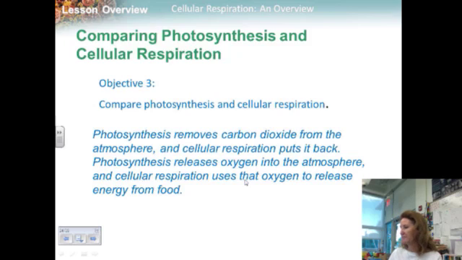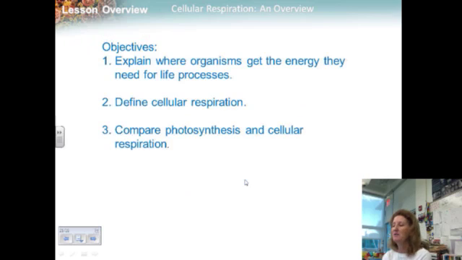Cellular respiration. So our objectives, once again, were to explain where organisms get the energy they need for life's processes: food. Define cellular respiration, and compare photosynthesis and cellular respiration. Opposite, vice versa reactions, you should say.